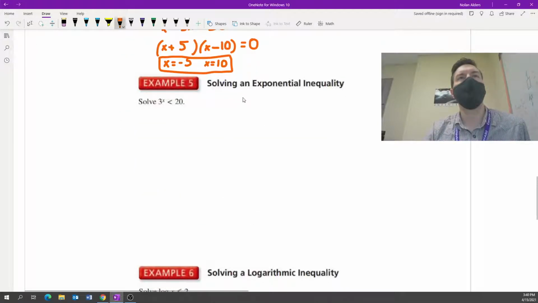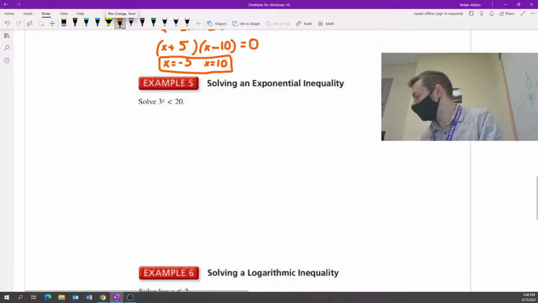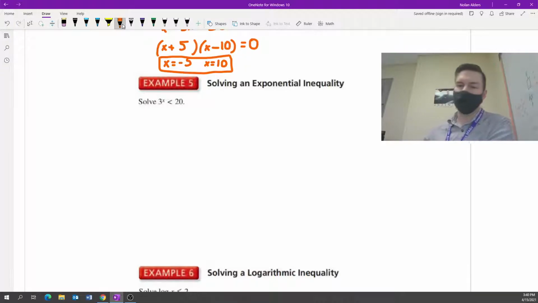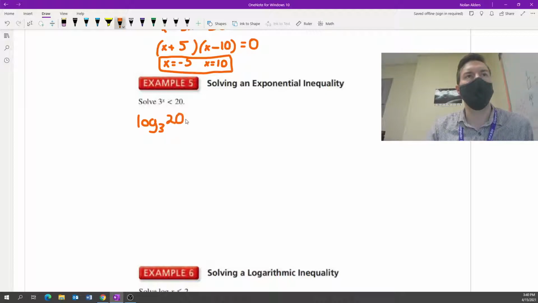All right, with this next problem, it's an inequality, but we solve it out the exact same way. I guess what we could do here is rewrite this as a logarithm. And I want to make sure that I'm telling you right here, it won't affect the direction of the sign. So let's rewrite this as a logarithm. So we'll have log base 3 of 20 equals x. And, oh, not equals, is less than x.